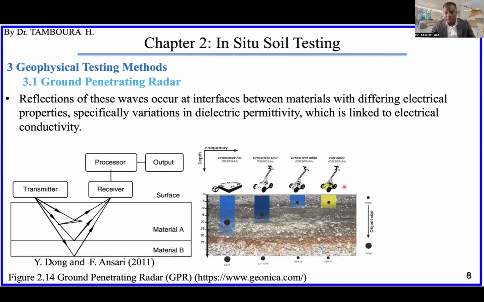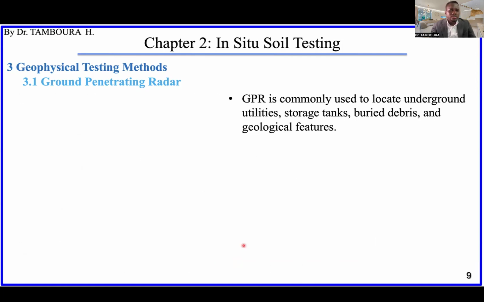There are, of course, different types of this machine with different capacities and different penetration depths, as you can see. Also, this dot just means the object that the machine can detect. So if you want to go deep, you had better take the one that can go deep in the ground and can detect large-sized objects.